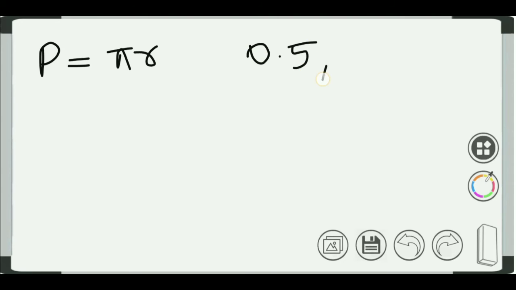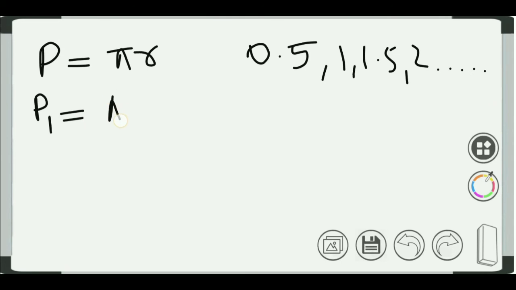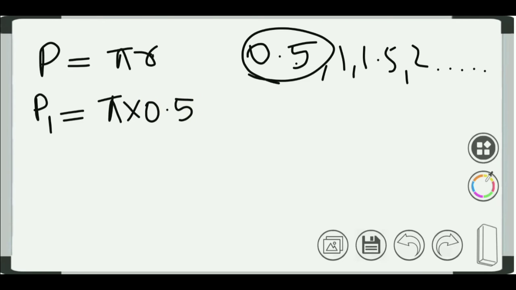Therefore, P is equal to pi r, the perimeter of a semicircle. They have given in the question that for the first semicircle, the radius is 0.5 centimeter. Then comes 1 centimeter, then 1.5, then 2. It goes on like this. So for the first one, P1, what is the perimeter? Pi into r, which is 0.5. They have told us pi can be taken as 22/7, but don't put that value now. We'll put it at the last, otherwise it will be difficult to calculate.